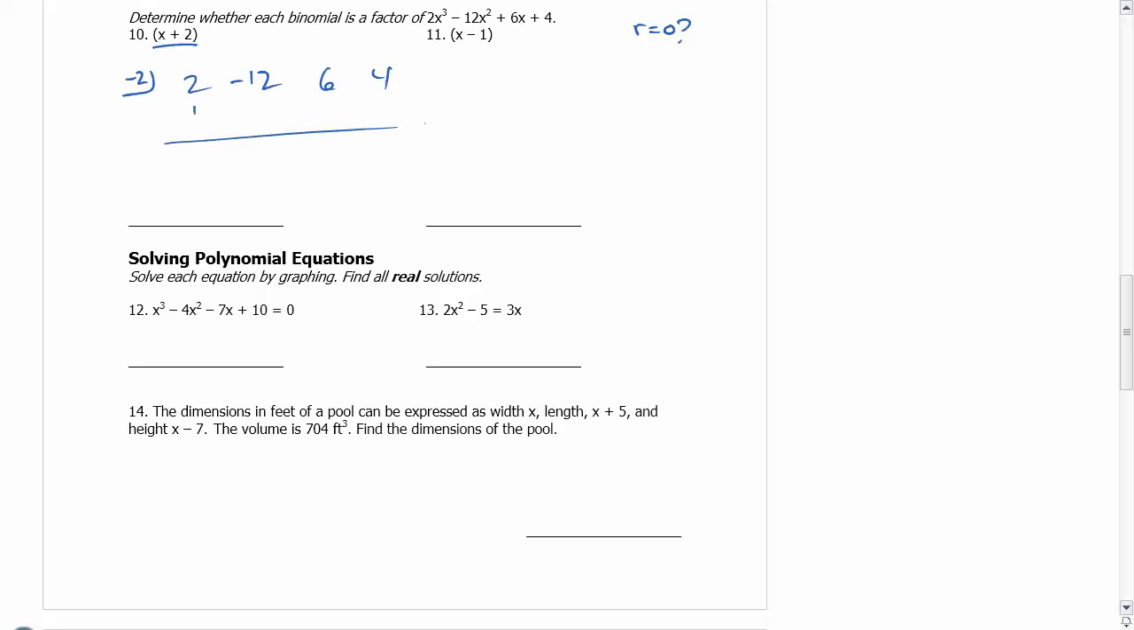Skip a line. Bring your number straight down. 2. 2 times negative 2 is negative 4. Add it up. Negative 16. Double, times negative 2 is positive 32. Add it up. 38. Okay, negative 76. Add it up again. Negative 72. Well, this is our remainder. Is that remainder 0? No. So we can say it's not a factor.